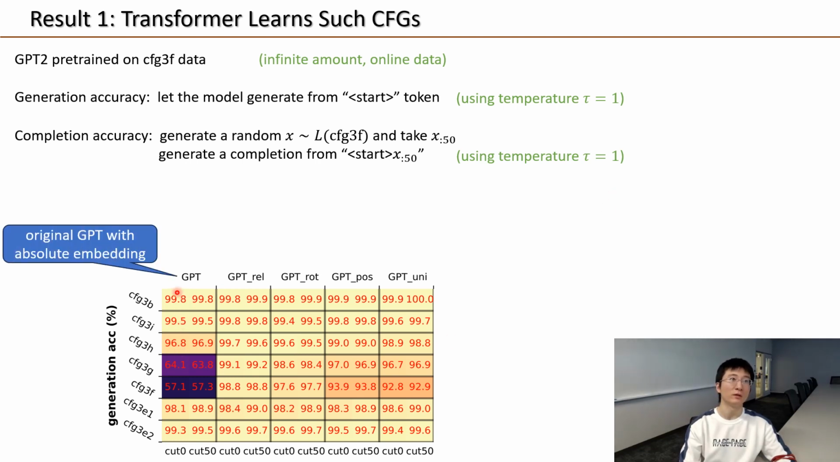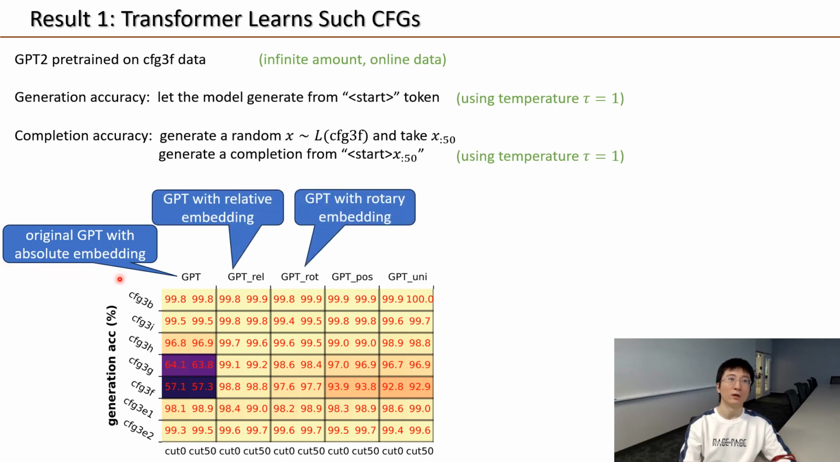Here we are comparing the vanilla GPT, which uses absolute position embedding, versus at least two more modern versions of GPT that use relative position embedding or rotary position embedding. Those are denoted by GPT-rel or GPT-rot. We see that on this CFG3F data, the one I showed you on the previous slide, the vanilla GPT actually performs pretty badly on the two tasks. One is generation accuracy, which I denote by cut 0, and the other is completion accuracy, which I denote by cut 50 because I use a prefix of length 50. So the accuracies are pretty bad. But if you switch to the two modern versions of GPT, then the accuracies are much, much higher.